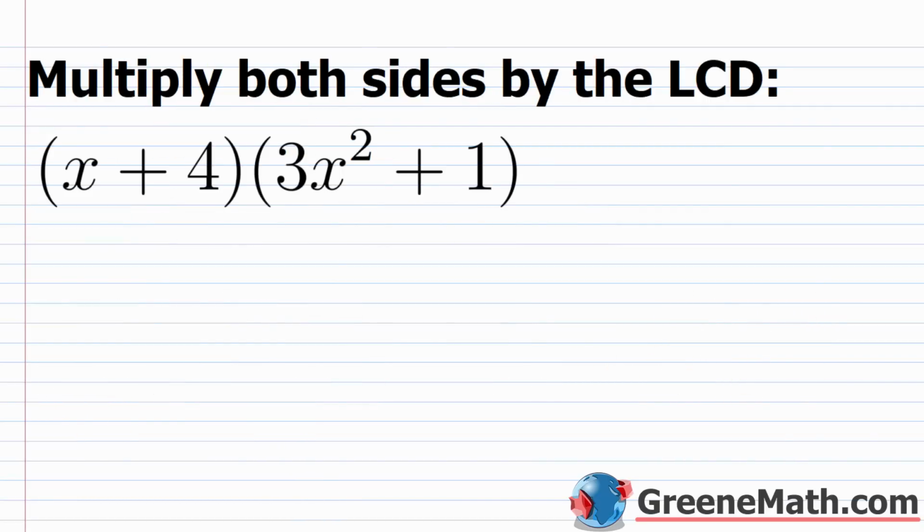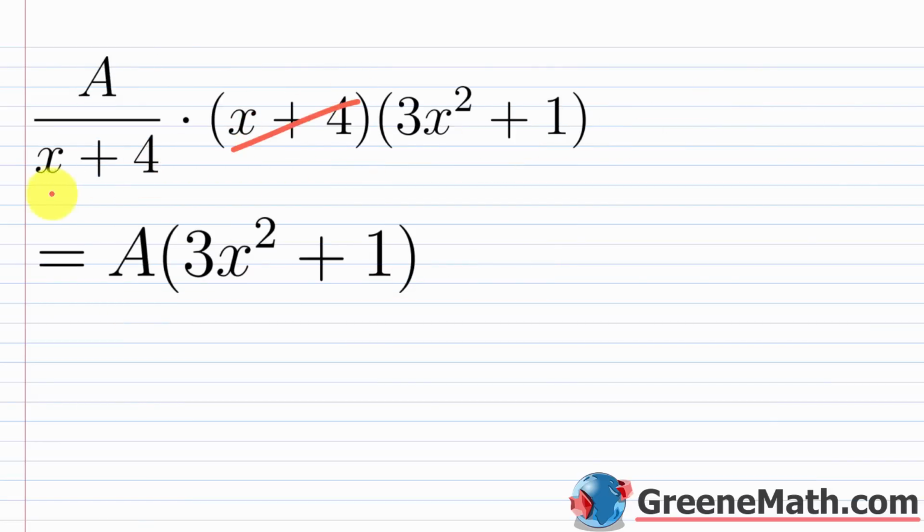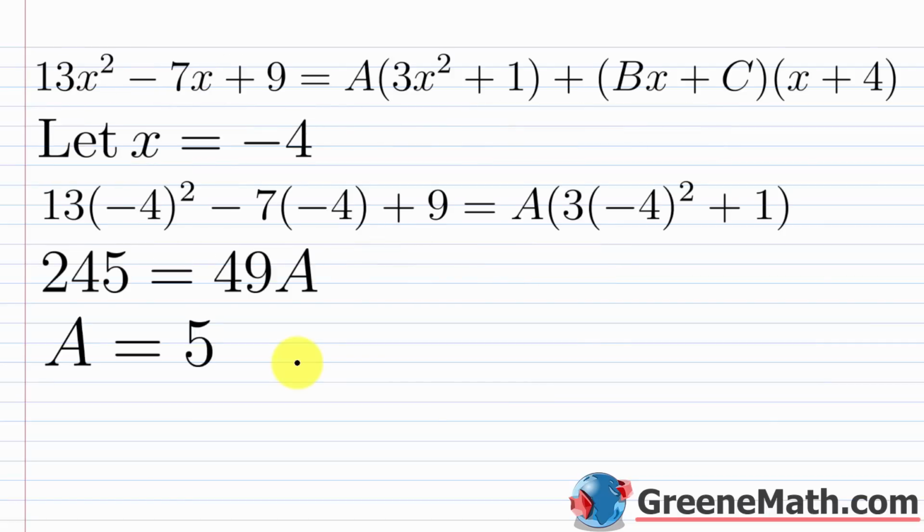Okay, we're going to multiply both sides by the LCD, which is this x plus 4 quantity times the quantity 3x squared plus 1. And again, I have to break this up because it's just so long. So this right here would cancel with this right here, and you have your numerator. Then for this one, the x plus 4s would cancel, so you're going to have A times the quantity 3x squared plus 1. Then for this one, the 3x squared plus 1 would cancel, and you're going to get the quantity Bx plus C times the quantity x plus 4. Once again, you could set up a system if you want, but this one is where you could use strategic substitution and speed the process up.